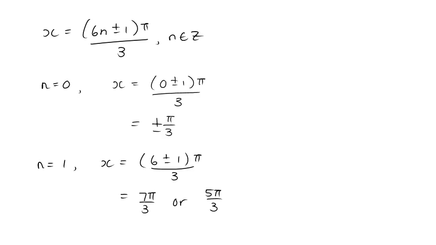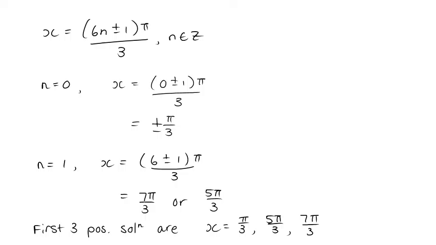We're looking for positive. So our first 3 positive solutions are... n equals 0, n equals 1, n equals 2 to get 3. You just keep going until you've got enough solutions to satisfy the question. Yeah, so if it said the first 10 positive solutions, you just keep going, n equals 1, n equals 2, n equals 3 until you have enough solutions. Yeah, so you get pi on 3, 5 pi on 3, and 7 pi on 3.